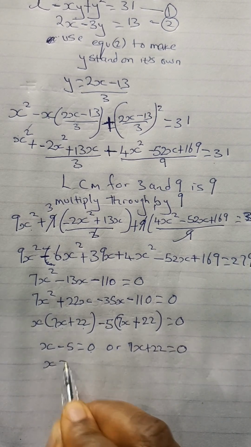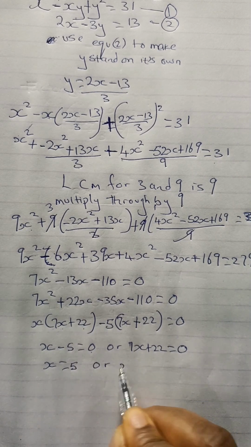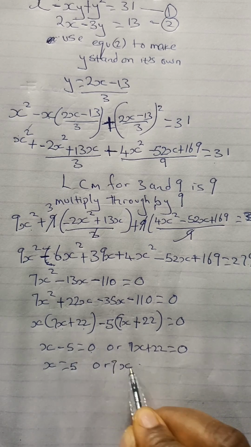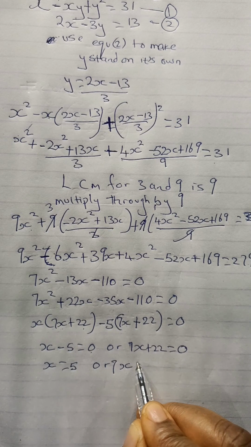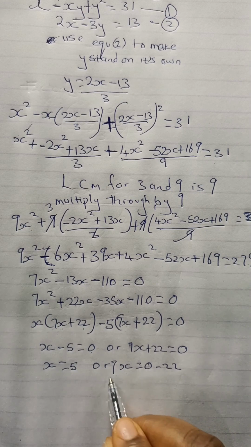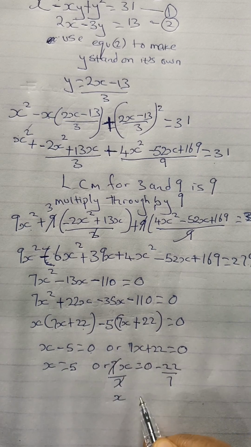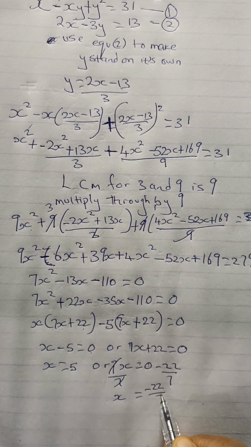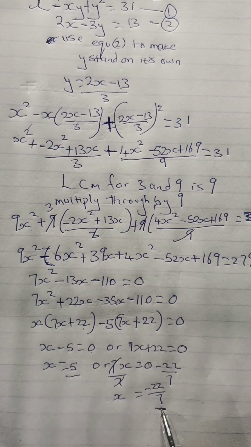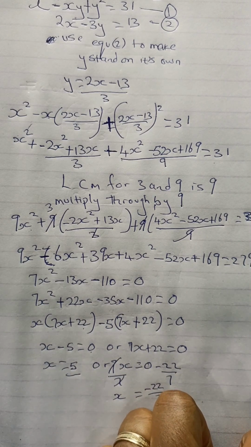So it means x will be equal to, this minus going this way becomes just 5, or s will be 7x plus 22 going the other way becomes 0 minus 22. We divide both sides by 7, and we'll be left with s is equal to minus 22 over 7. So now s is 5 and s is minus 22 over 7. So now let's solve for y. We have our x. Let's solve for y.